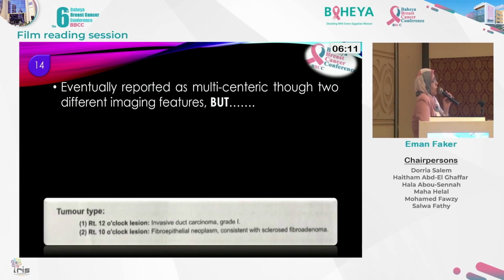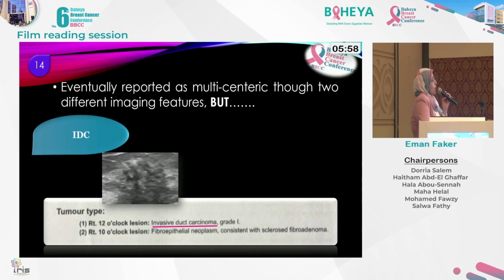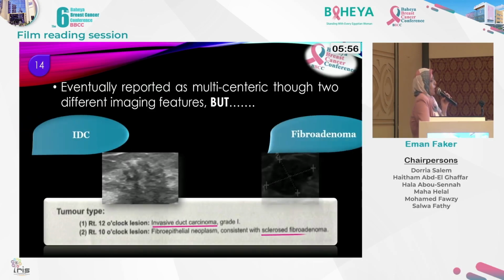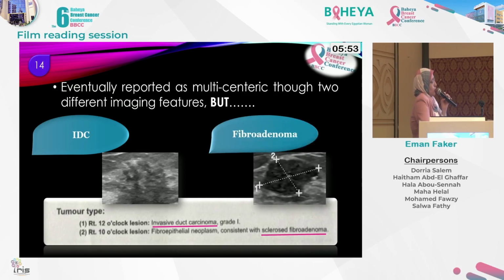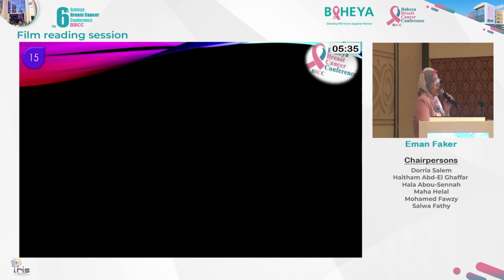But actually, we asked for biopsy from 2 lesions, the 12 o'clock lesion, which is above the cystic lesion, and the area behind the lesion. This was an invasive duct carcinoma, and this was a sclerosed fibroadenoma. And the cyst, I think we aspirated also, and it turned out to be a complicated cyst. So we have here 3 different imaging features in the same breast. So it's not easy to label the patient as a multicentric carcinoma, just like that.